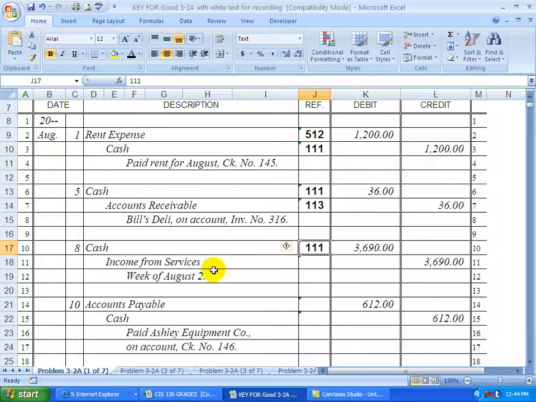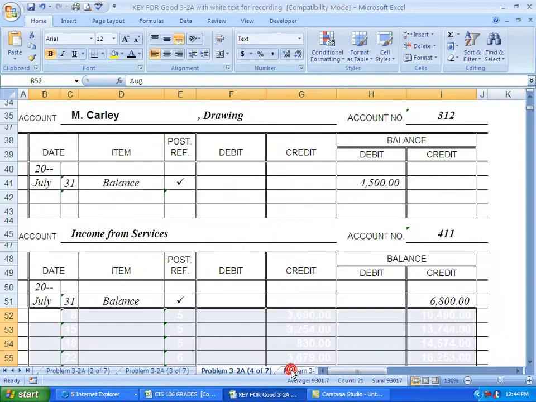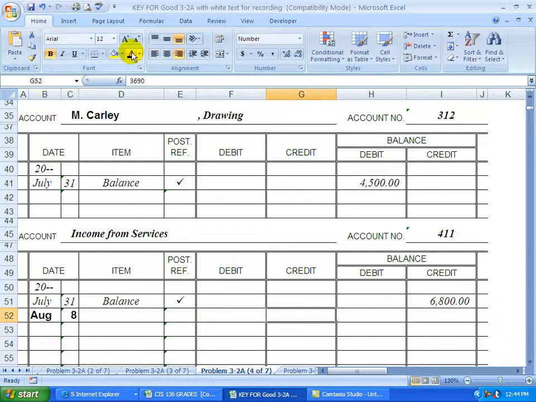Okay, so the next one is to go to income from services and credit it. So we're going to find income from services. Again, this is the first time we've used this account in August, so we have to write August 8th. We are going to credit the revenue account for $3,690.